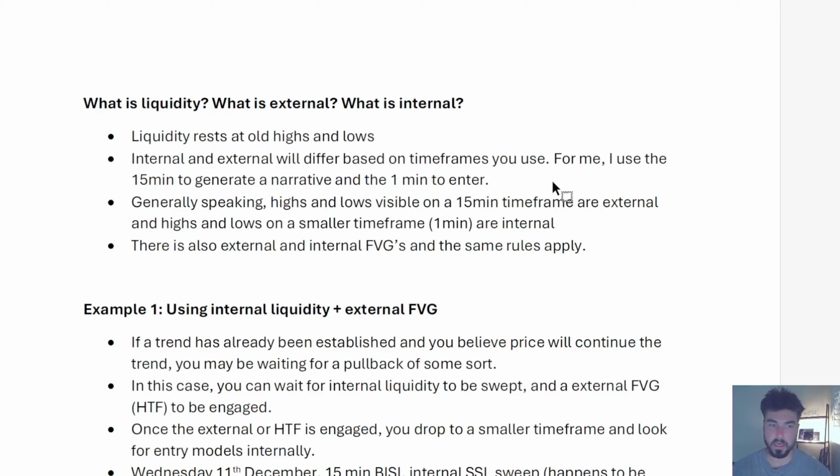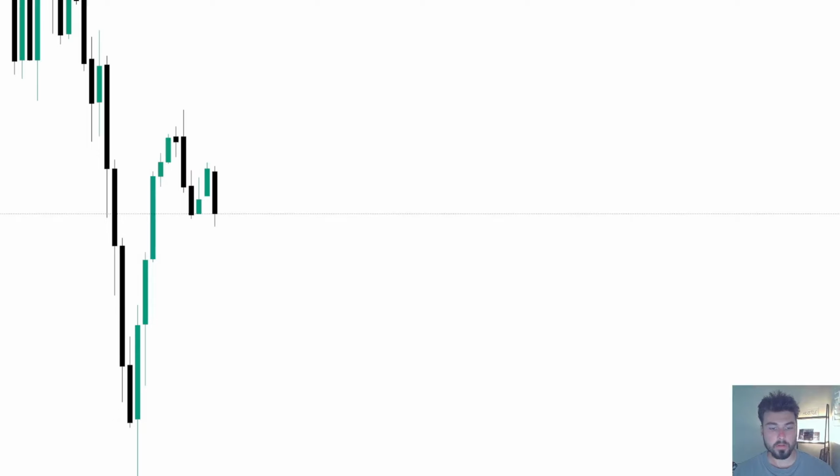Now for me personally, I use the 15-minute time frame to generate a narrative, and I use the 1-minute time frame to enter. Therefore, for me, any swing high or swing low that can be visible on the 15-minute time frame, I would class as an external swing high or swing low. Anything on a smaller time frame, for example, the 1-minute, 2-minute, 3-minute, and so on, I would class as internal.